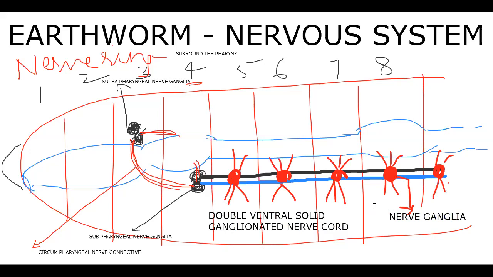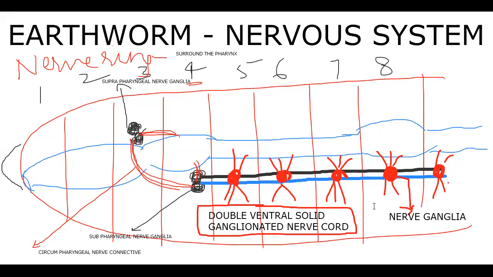Now we have to compare with the chordates. When we compare, in us we have a single, dorsal, hollow, non-ganglionated nerve cord. That's why I said for comparison you have to remember this. The invertebrate nerve cord is a double ventral solid ganglionated nerve cord, in full contrast to the chordates. In chordates, a single, dorsal, hollow, non-ganglionated nerve cord is present. We call it the spinal cord in human beings.